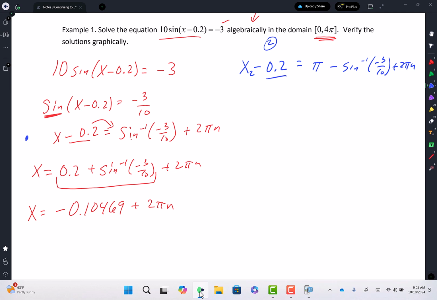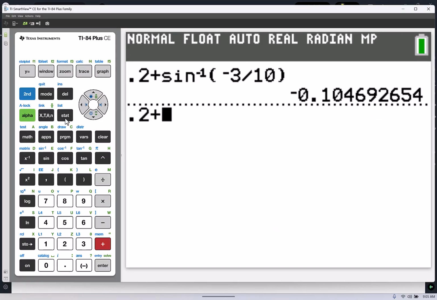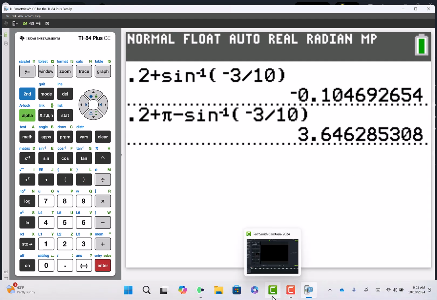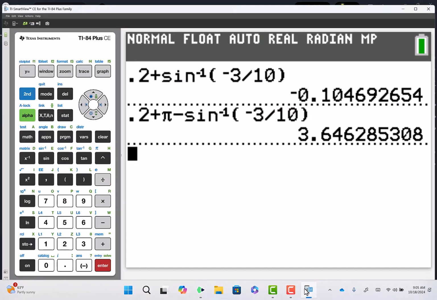I'm going to move that 0.2 to the right. X2 equals 0.2 plus pi minus arc sine of negative 3/10 plus 2 pi n. And I'm going to put this in the calculator. I'm going to go 0.2 plus pi minus, and I guess I could have just scrolled up, right? But, oh well. Arc sine of negative 3/10. Enter. So there it is, 3.646285. I already forgot it. See, one I would remember, one I forgot. 3.646285.